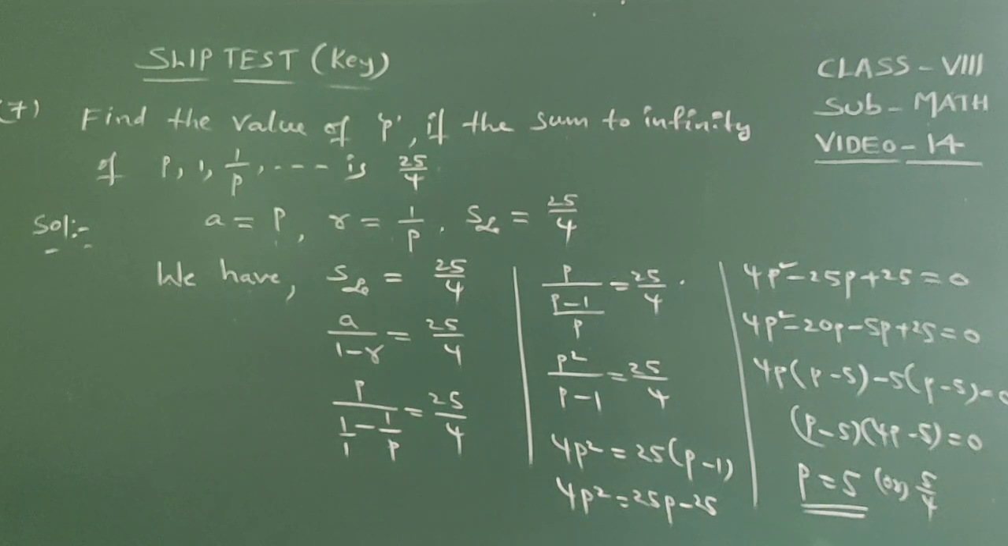After cross multiplication, 4p square equal to 25 into p minus 1, 4p square equal to 25p minus 25. If you transfer that side, 4p square minus 25p plus 25 equal to 0. 4 into 25 means 100, in terms of 25, 20 plus 5, 20 into 5. Okay, that is the required answer. p equal to 5 is required. 5 by 4 also we got, but in options only 5 is there.